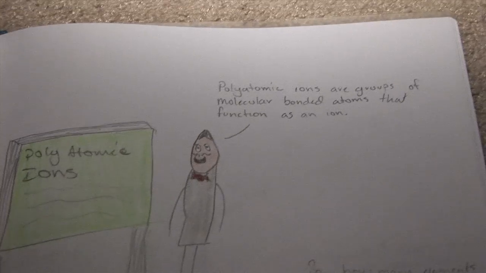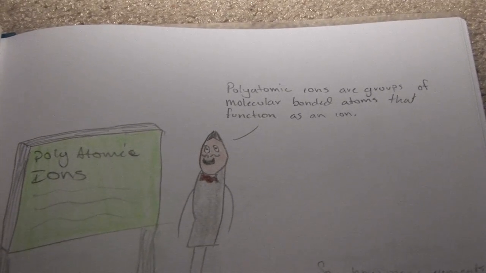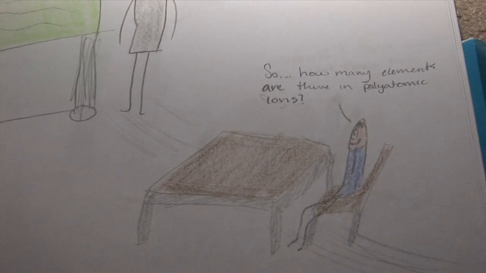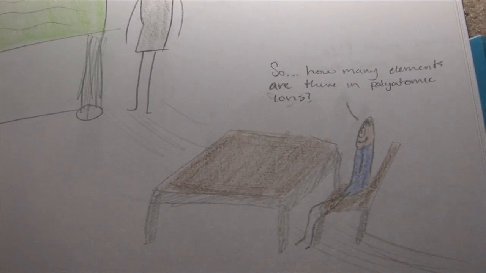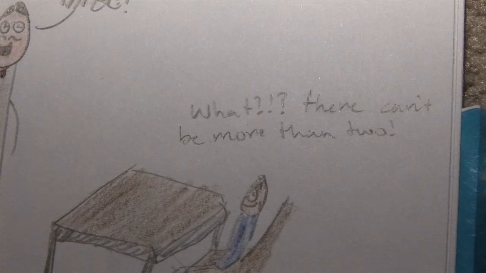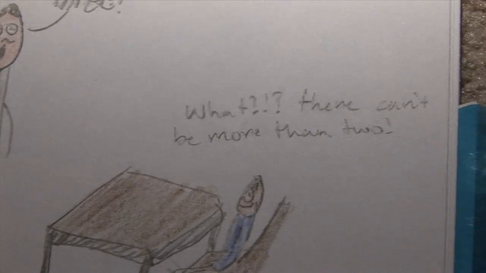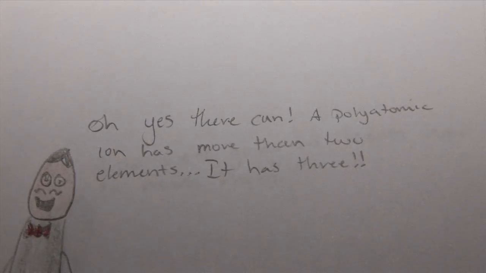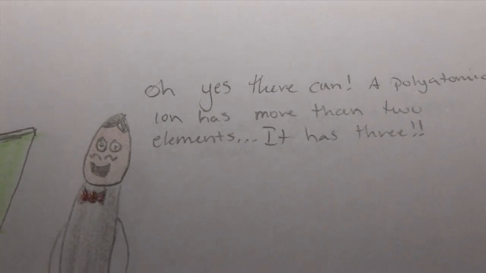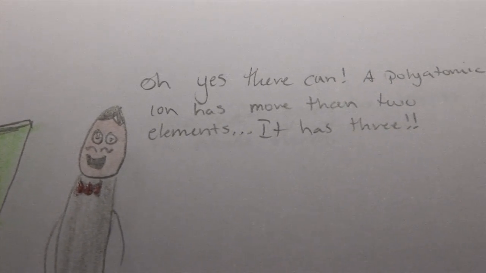Polyatomic ions are groups of molecular bonded atoms that function as an ion. So, how many elements are there in a polyatomic ion? 3. What? There can't be more than 2. Oh yes there can. A polyatomic ion has more than 2 elements. It has 3.